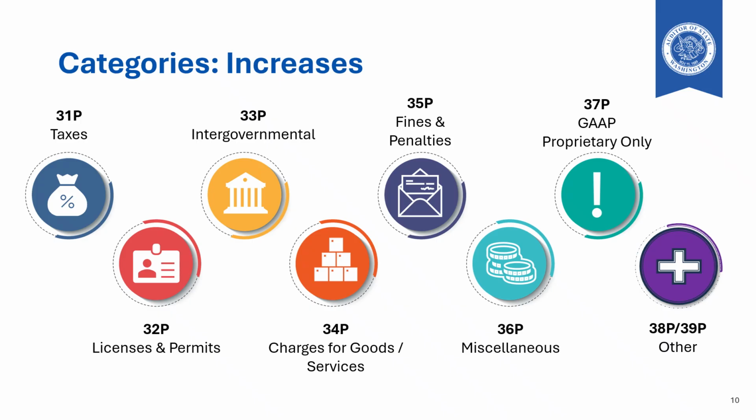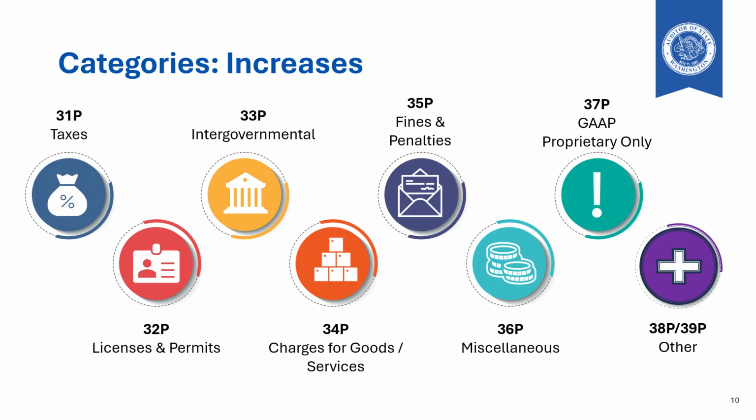The 3-10s are for taxes, the 3-20s are for licenses and permits, the 3-30s are for intergovernmental revenue, such as federal, state, and local awards, etc. The 3-40s are for charges for goods and services, the 3-50s are for fines and penalties, the 3-60s are for miscellaneous revenues. The 3-70s are only applicable to GAAP proprietary funds because of how these revenues are reported in full accrual accounting. Then lastly, the 3-80s and 3-90s are the other increases, which include things like custodial activities, debt, error corrections, etc.